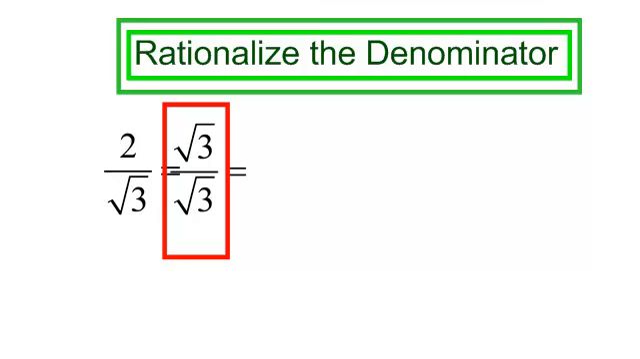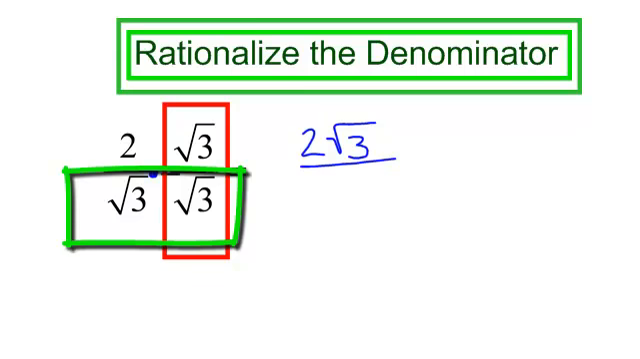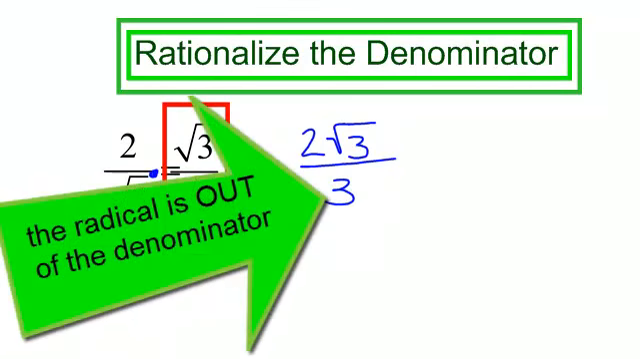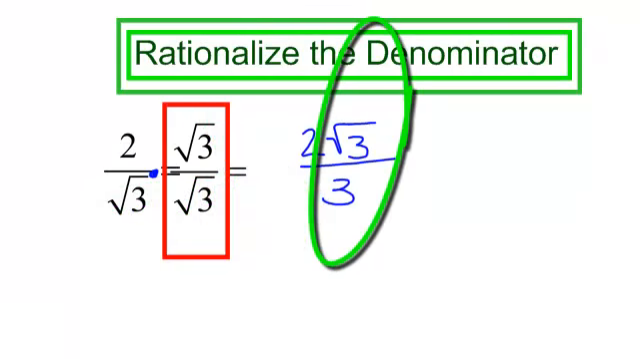So I'm going to multiply 2 over radical 3 times radical 3 over radical 3. Just multiply straight across. I will get 2 times radical 3 over, in the denominator, multiply straight across. Radical 3 times radical 3 is radical 9, which is just 3. Now remember, you cannot cancel these 3's because 1 is underneath the radical and 1 is not.